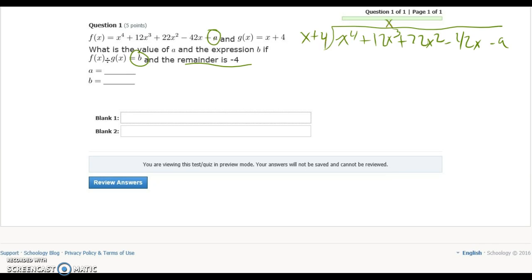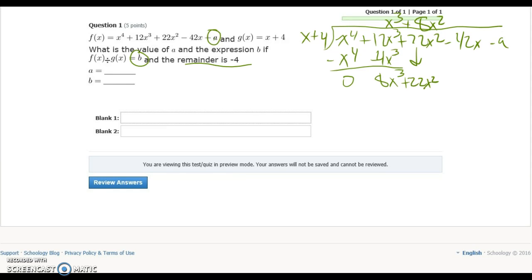This here will be x cubed, just like we learned in the last lesson. Distribute it through. This is x to the fourth. This is 4x cubed. I subtract. This is 0. This is 8x cubed. I bring down plus 22x squared. And now I have 8x squared.